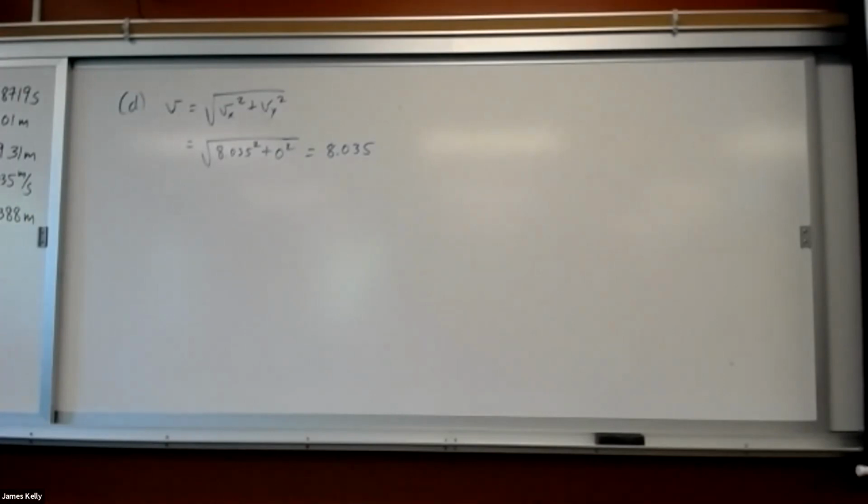Questions on that? Okay, let's go on to E now. At what height above ground level does the walnut have a speed of 8.5 meters per second?